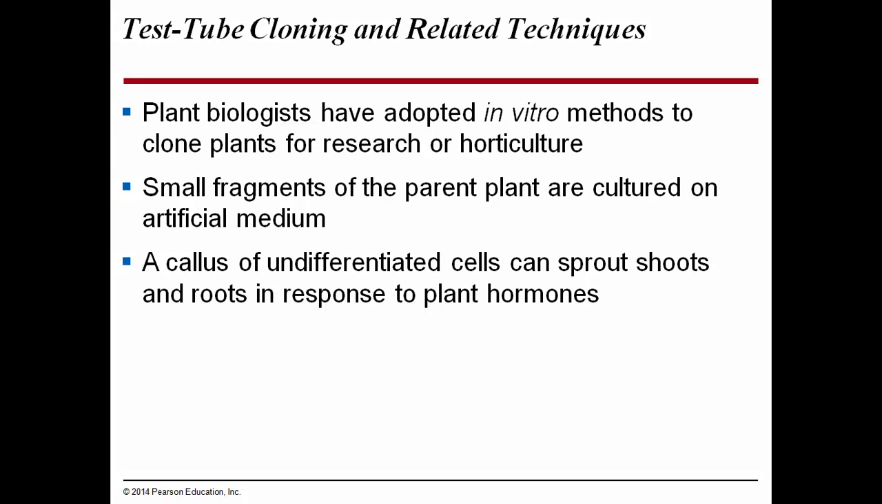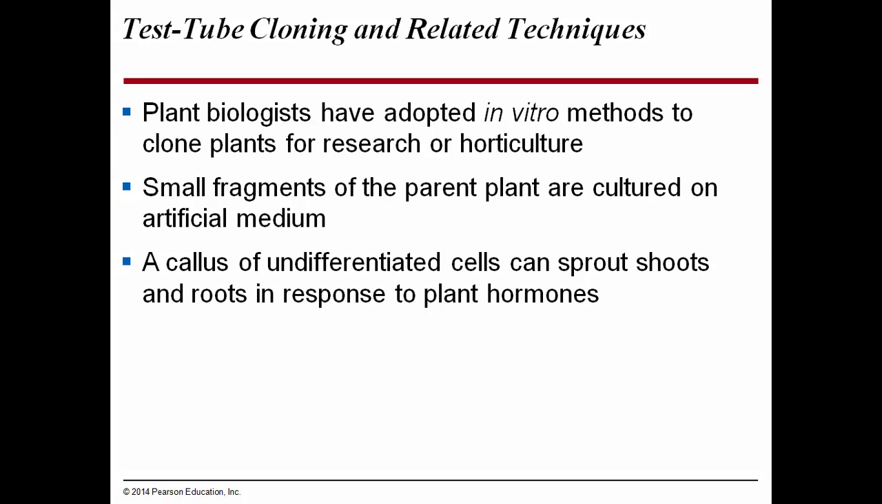Okay, test tube cloning and related techniques. Plant biologists have adopted in vitro methods to clone plants for research or horticulture. Small fragments of a parent plant are cultured in artificial medium. A callus of undifferentiated cells can sprout shoots and roots in response to plant hormones. This is pretty easy to do with plants. You can't really do it with animals so well.